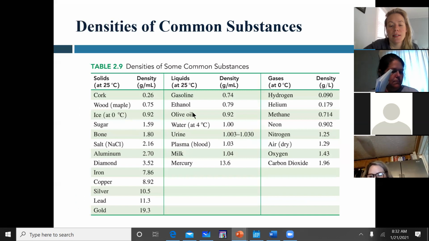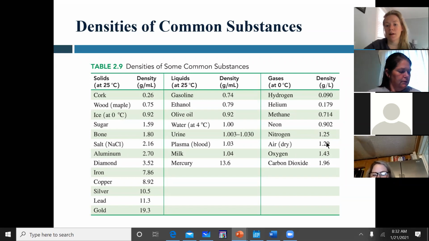So here are some of the densities we've got. We've got things that are less dense than water, and we've got things that are more dense than water. We've got some densities of liquids. In general, liquids tend to be less dense than solids, but not always. If we look at mercury, mercury is a very dense material and it's liquid. And then we've got gases here. Gases usually are less dense than water, but there are some instances where we have a little bit more density.